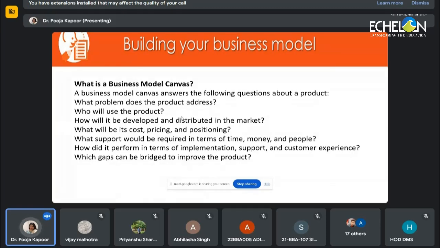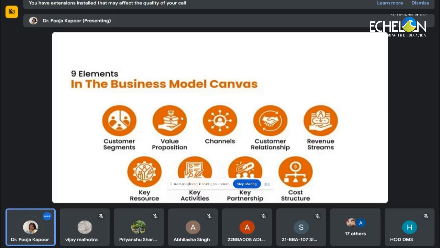How will it be developed and distributed in the market, what will be its cost, pricing and positioning, what support would be required in terms of time, money and people, how did it perform in terms of implementation, support and customer experiences, which gaps can be bridged to improve the product. So these are the basic outlines when we talk about BMC and what the answers to it are.